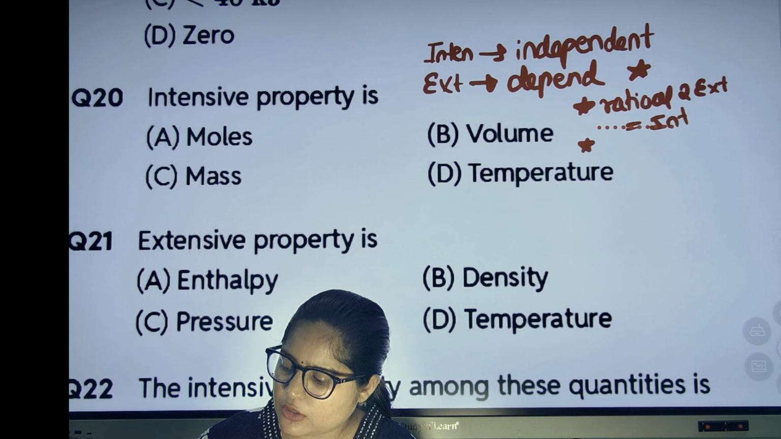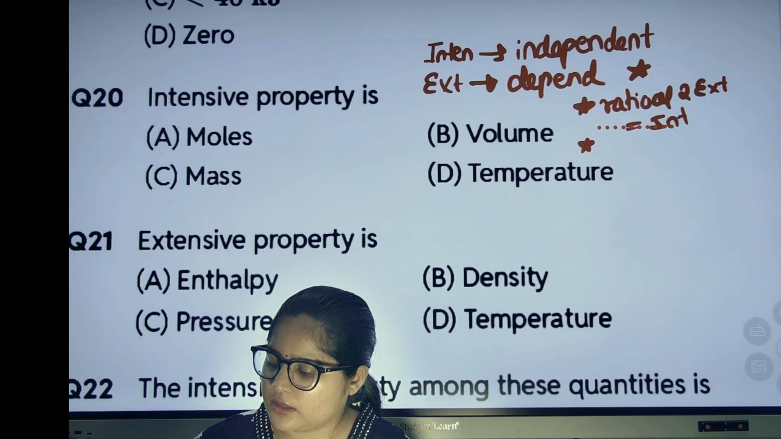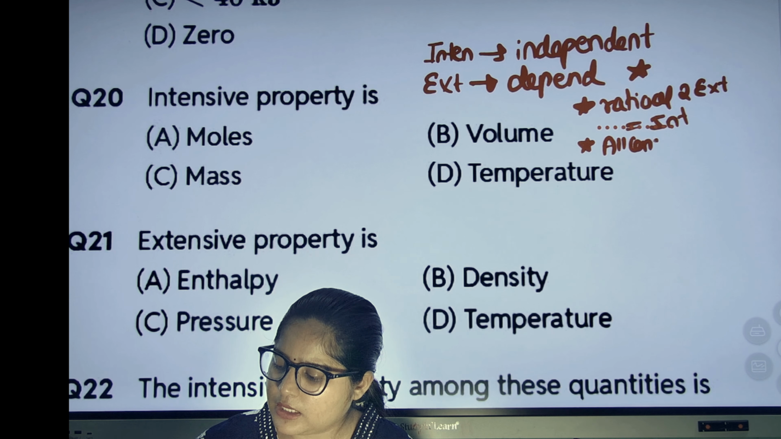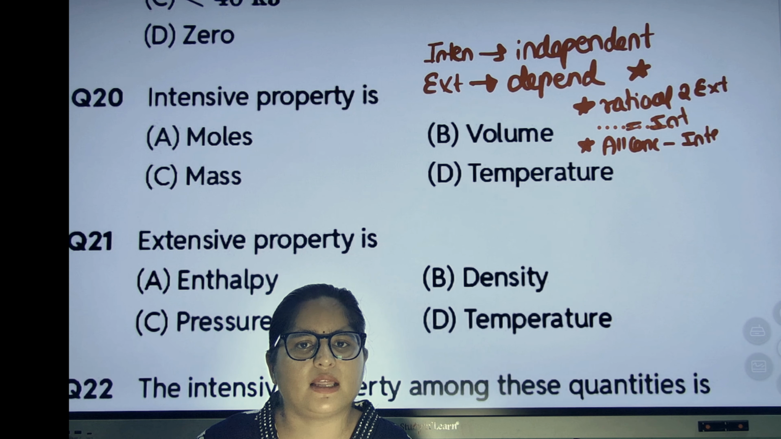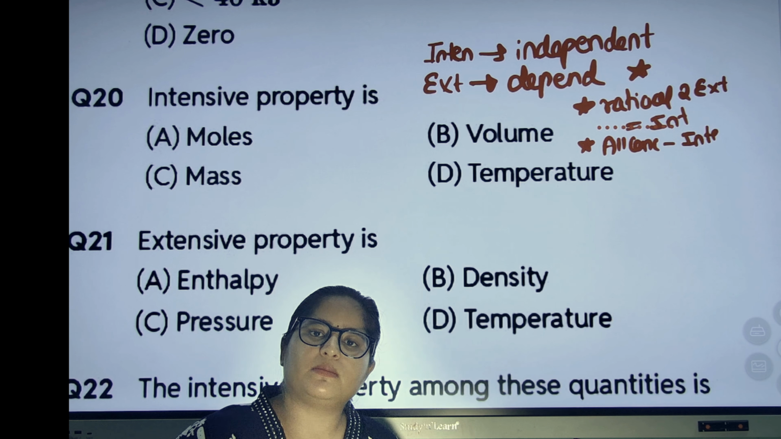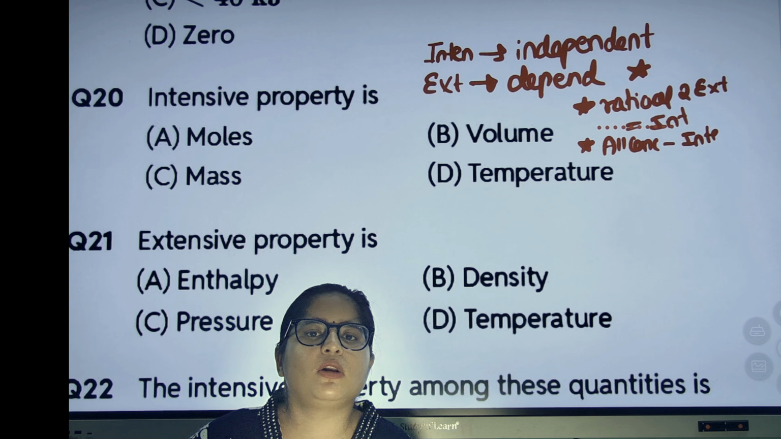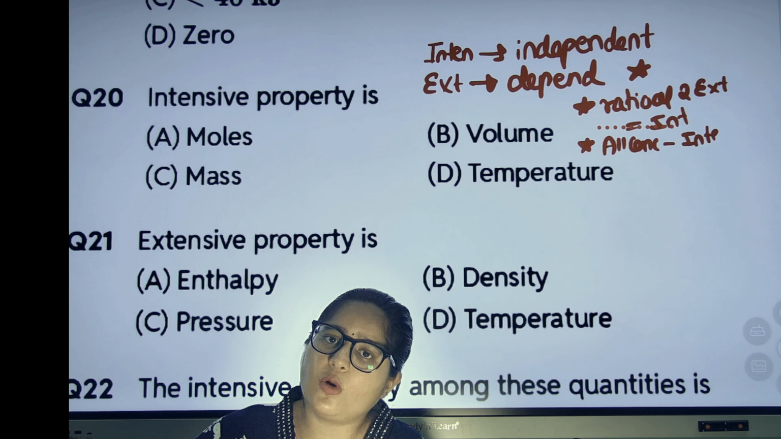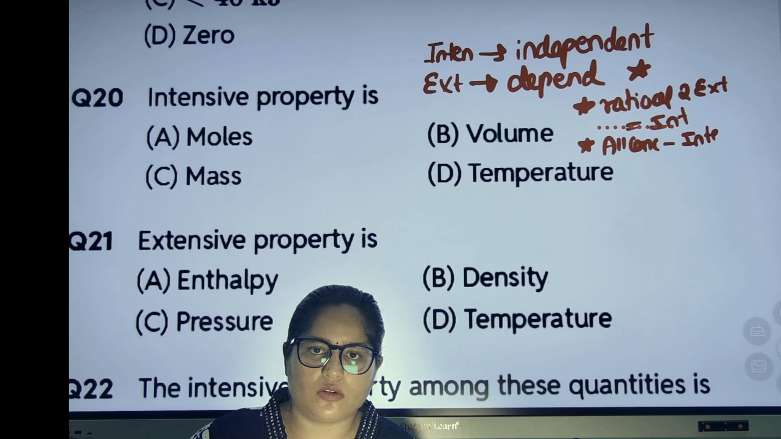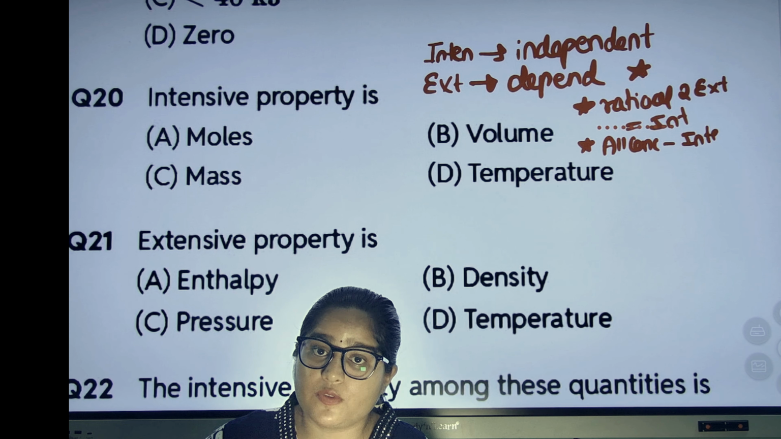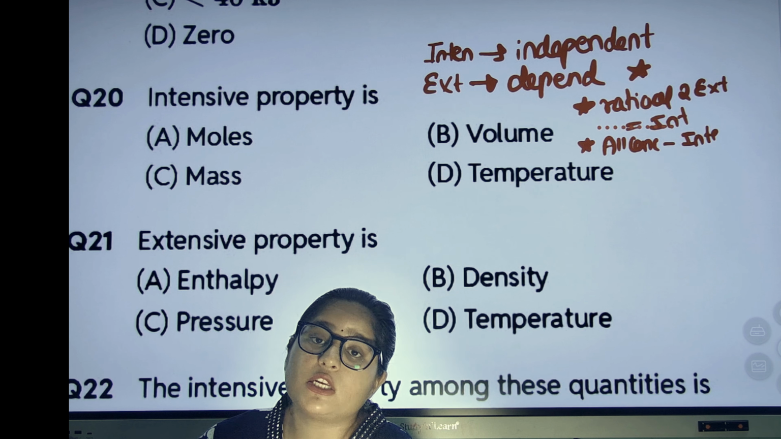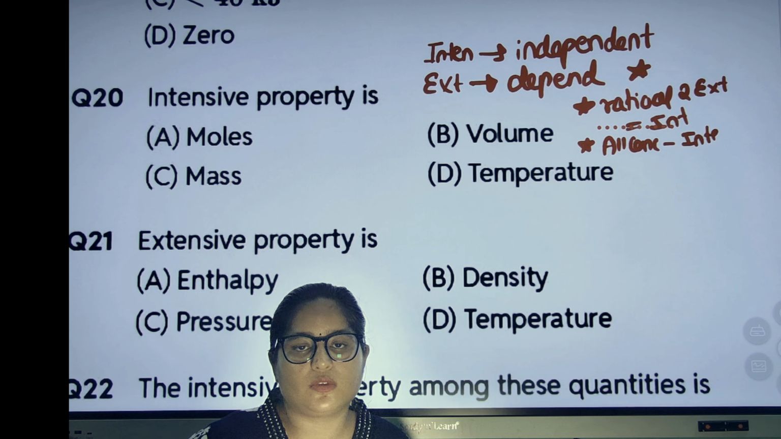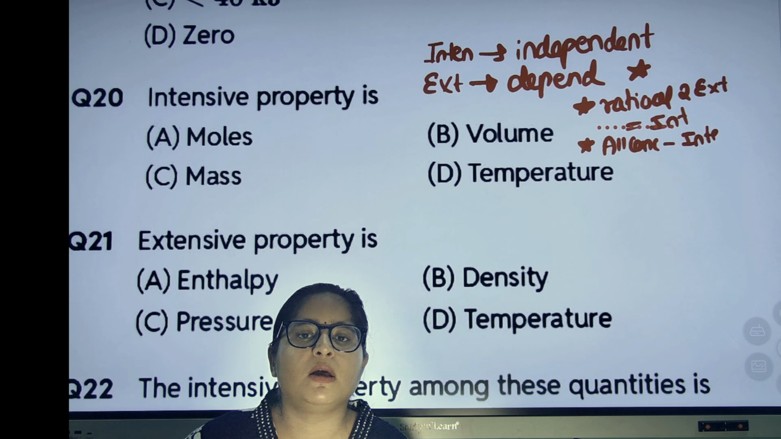Next star point: all concentration terms will be intensive. Why molarity? The molarity formula is mole by volume. Mole will change when the number changes. Volume will change if we split into two halves. Mole is extensive, volume is extensive, the ratio of two extensive is intensive. That is why all concentration terms, like molarity, are intensive.